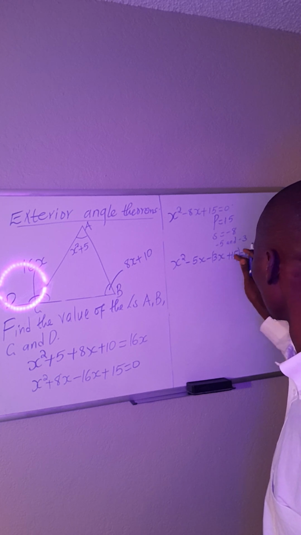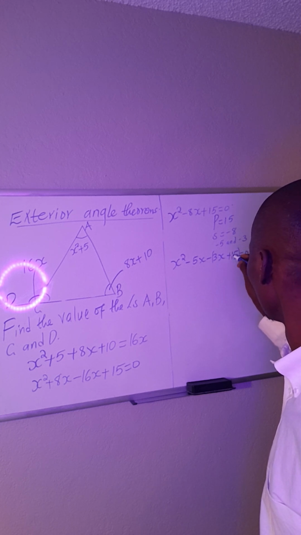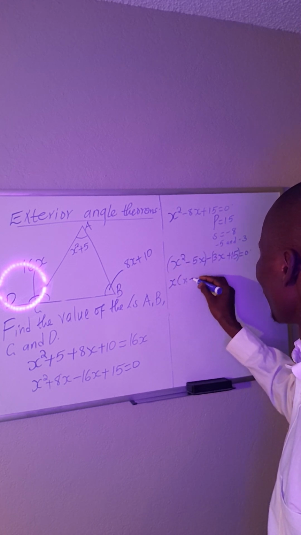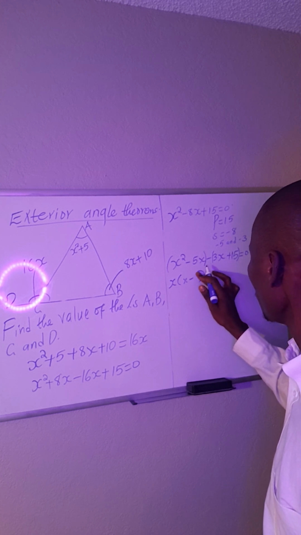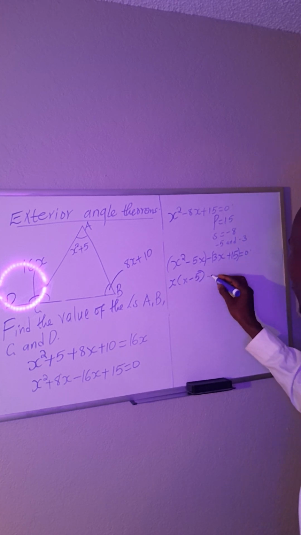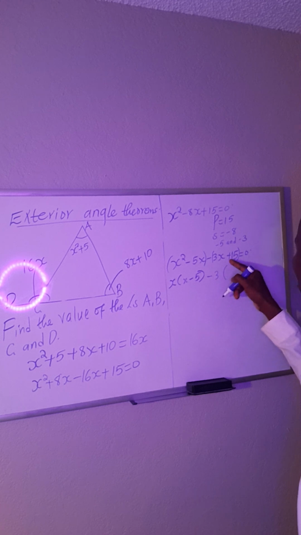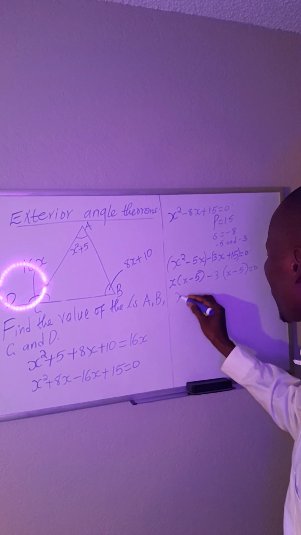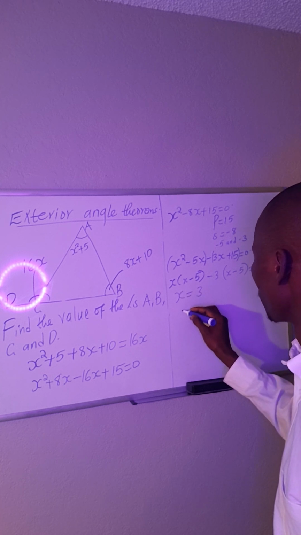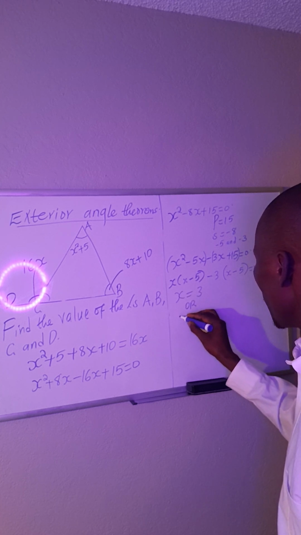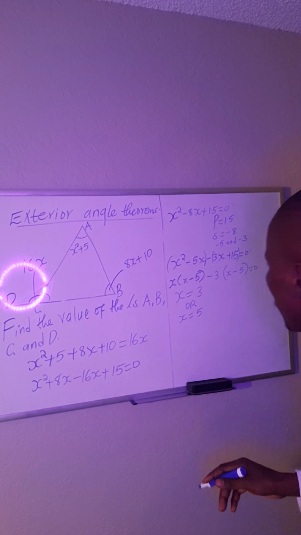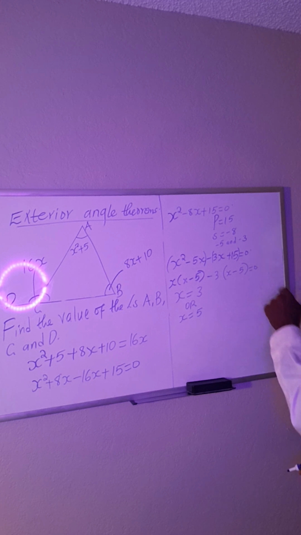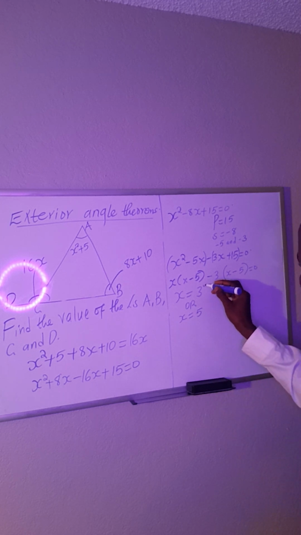Then we factorize. Here x is common, x into x minus 5, minus, here 3 is common, so negative times positive makes it negative: minus 3 into x minus 5 is equal to 0. So what is the value of x? x is either equal to 3 or x will be equal to 5. You equate x minus 3 to 0, equate x minus 5 to 0. So these are the values of x. And remember, these are degrees.